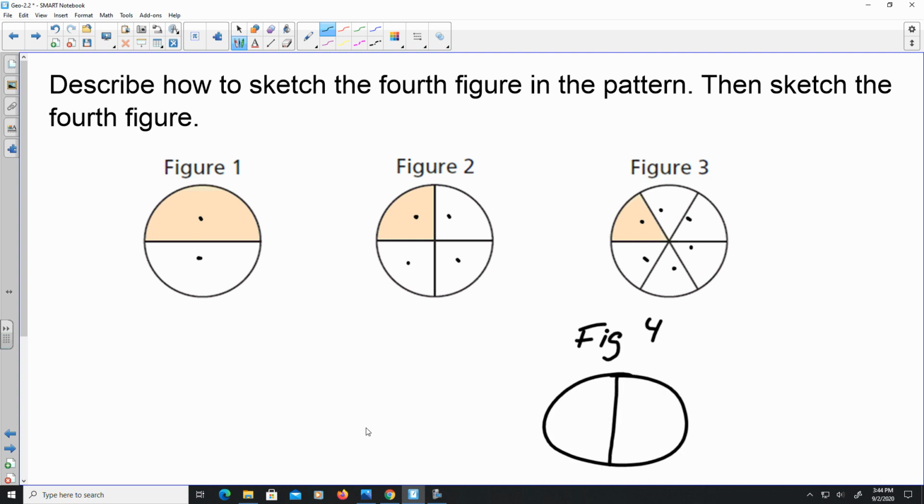So one. All right, so we got eight. One, two, three, four, five, six, seven, eight. And it looks like there's a shaded portion, kind of the upper left. So I would say that this one would get the shading. So through my observation, I would say that is my fourth figure.